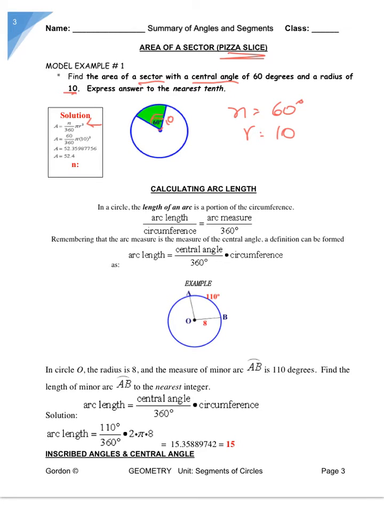So it's equal to central angle over 360 times circumference. Arc length is equal to 180 over 360 times 2 pi r, which is 8. And then when we do all the calculations, it turns out to be 15. It says to the nearest integer, so we have to be very careful with that.